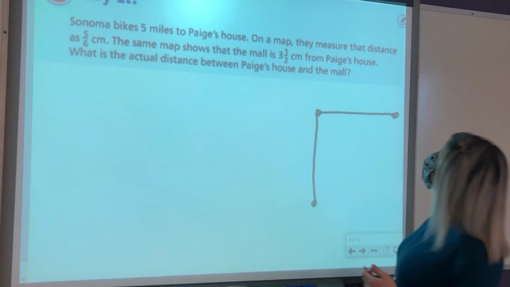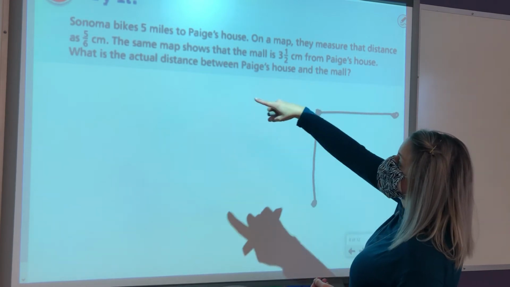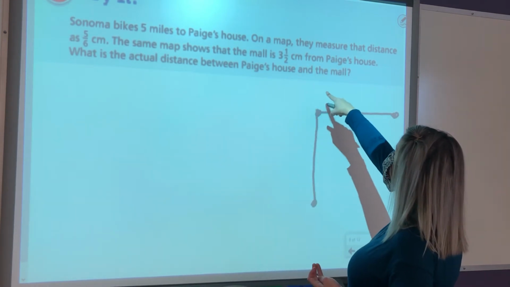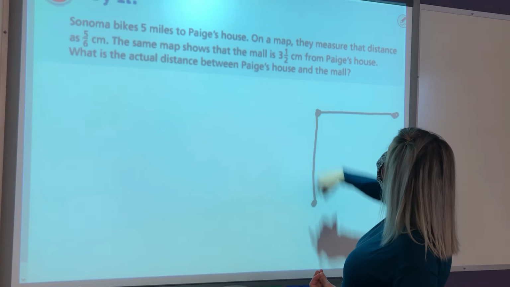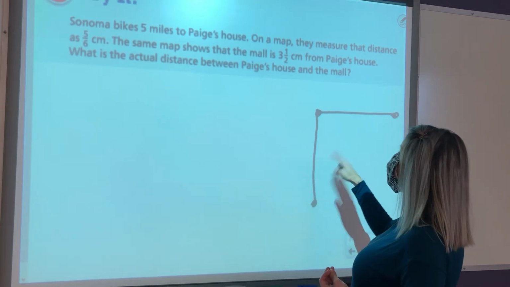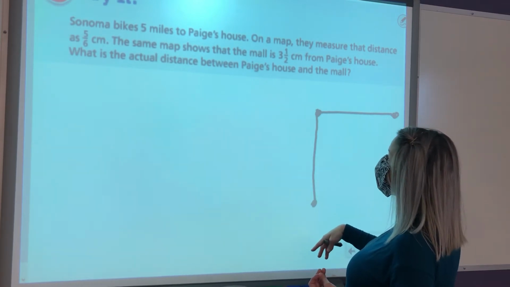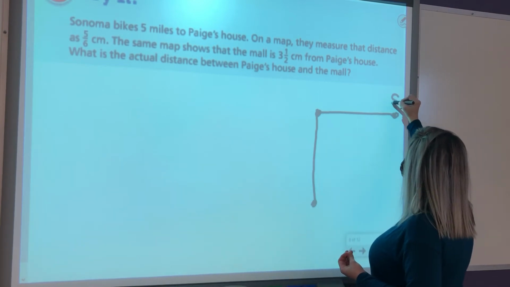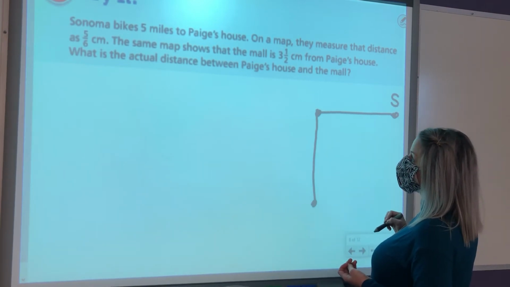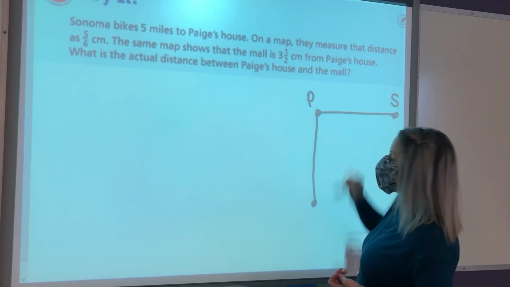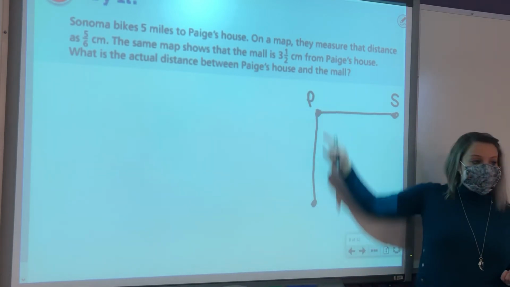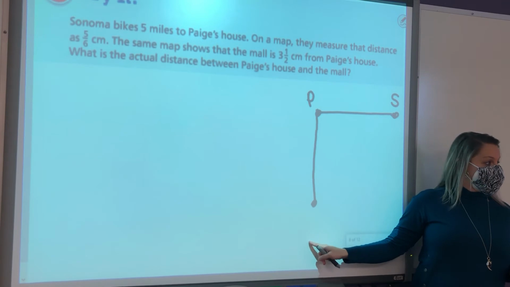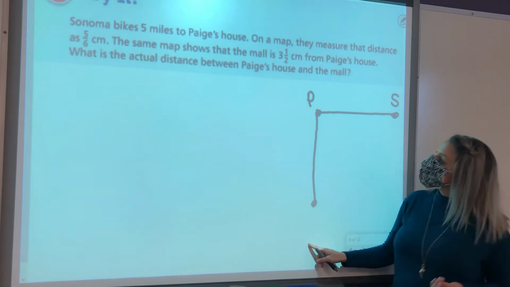So Paige's house on a map, they measure the distance as 5/6 of a centimeter. The map shows that the mall is 3.5 centimeters from Paige's house. What is the actual distance between Paige's house and the mall? Okay, so Sonoma starts here. Paige's house is here. So that means, what's here?